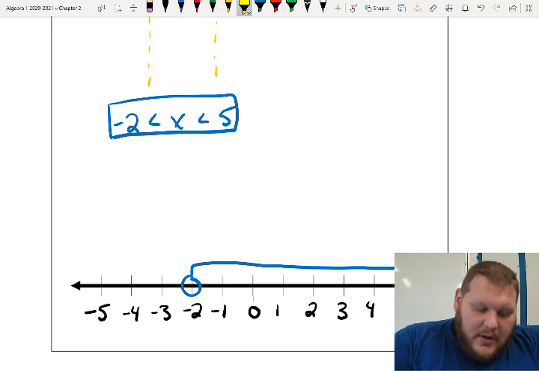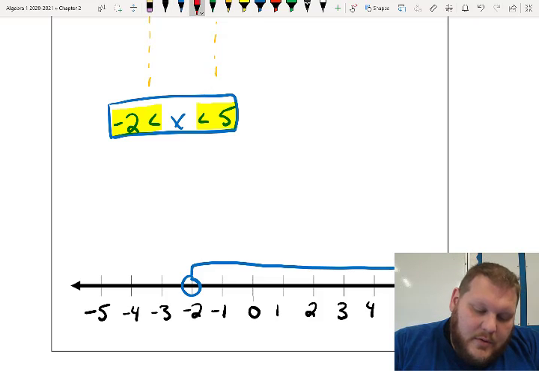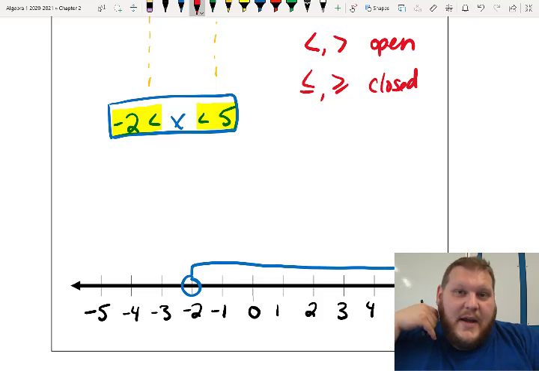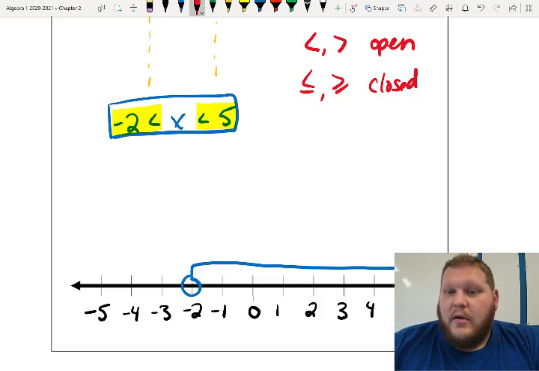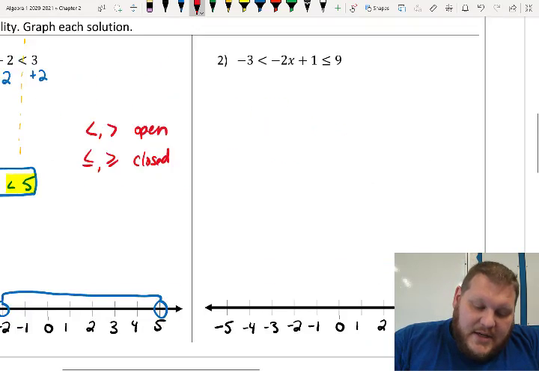Now notice here I used open circles for both of these, and that's because on your inequality, when you're dealing with a compound one like this, the symbol next to your number determines what circle you use. Just remember again from earlier this chapter, less than and greater than means an open circle, less than or equal to, greater than or equal to means a closed circle, so a shaded in circle. In this case, both of my inequalities were just less than symbols, so that's why they're both open circles. You might have some eventually, like with number 2 that we're about to look at, where it's one of each. So let's actually go ahead and take a look at that one.